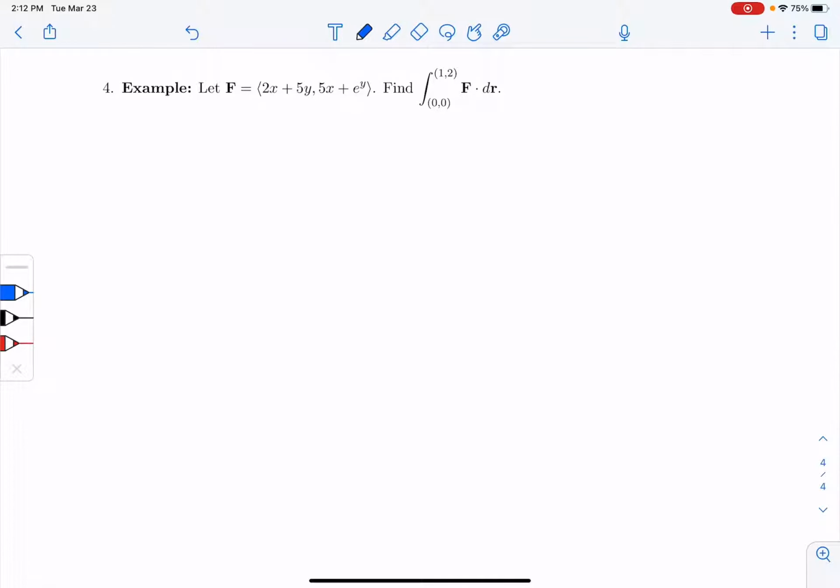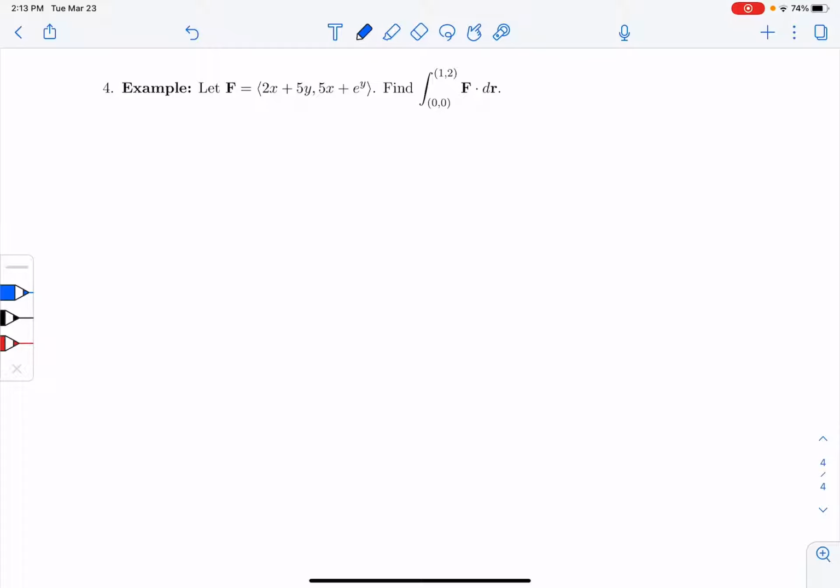So we will conclude with an example. We're going to take a vector field F, which is equal to 2x plus 5y, and then 5x plus e to the y. And then I'm going to find the integral from (0, 0) to (1, 2) of F dot dr. And I'm not going to specify a path. I'm going to show that this integral is path independent. And so I don't have to specify a path, and I can use the fundamental theorem to evaluate this integral.